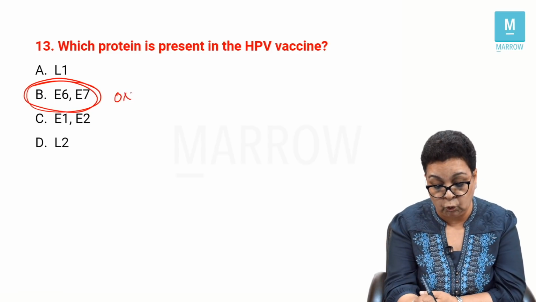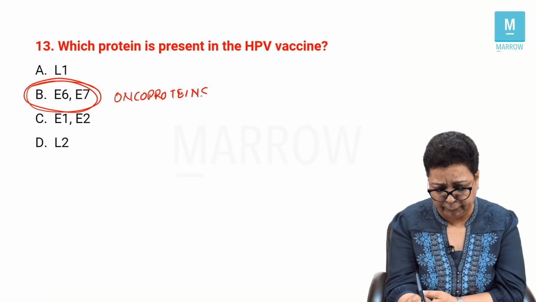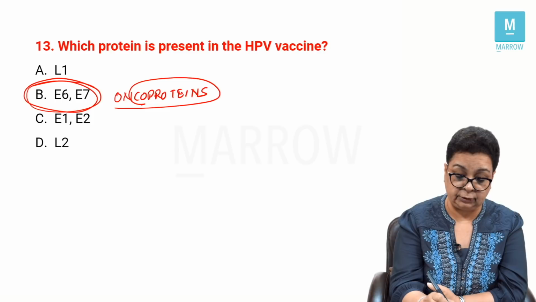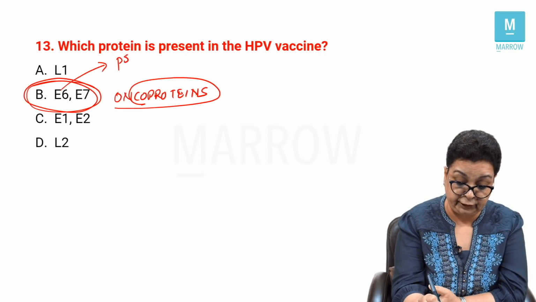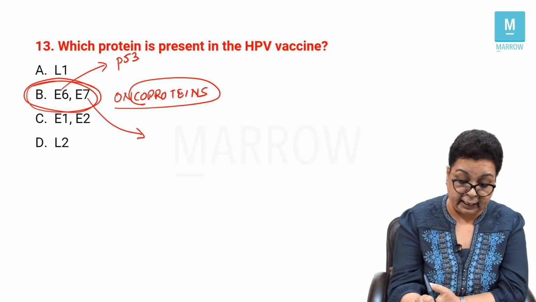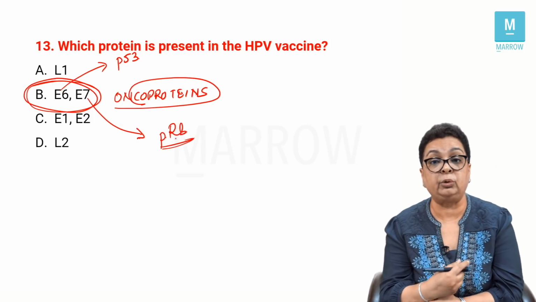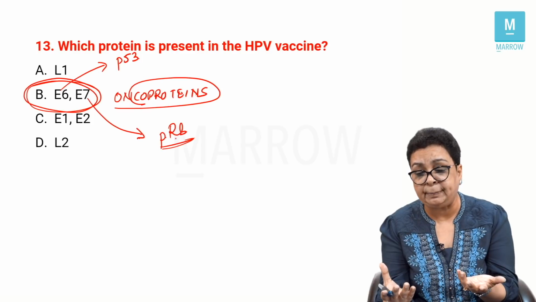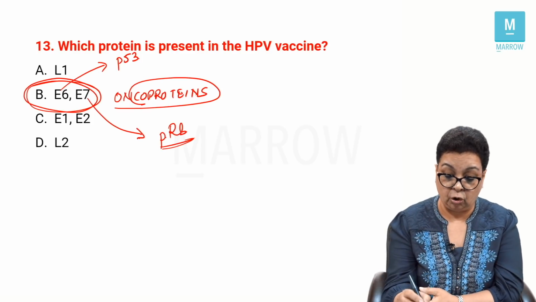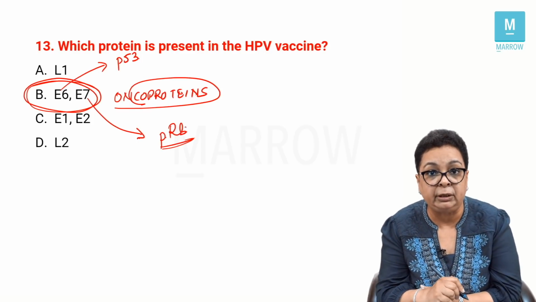These are the oncoproteins of papillomaviruses. E6 inactivates the P53. E7 inactivates the protein, that is the retinoblastoma protein. So these are the tumor suppressor proteins they are inactivating. Obviously, we're not going to give them in the vaccine.